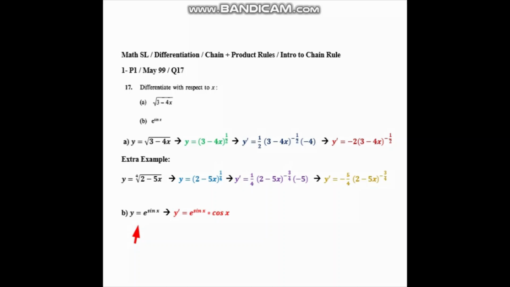So to differentiate e to the power of something, e to the power of x differentiates to e to the power of x. So to differentiate e to the power of sine x, I simply write down e to the power of sine x. Then I go to the inner function, which is sine x, and differentiate that. So what is the derivative of sine x? Cosine x. So I multiply my answer by cosine x. So this concludes our first question in this video.